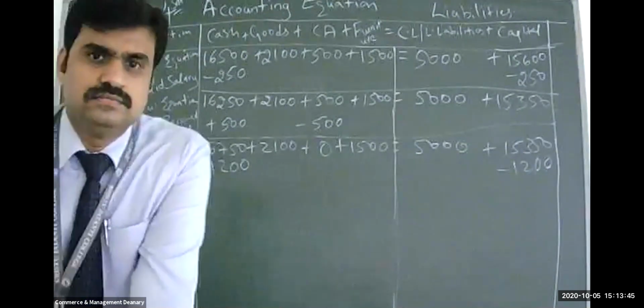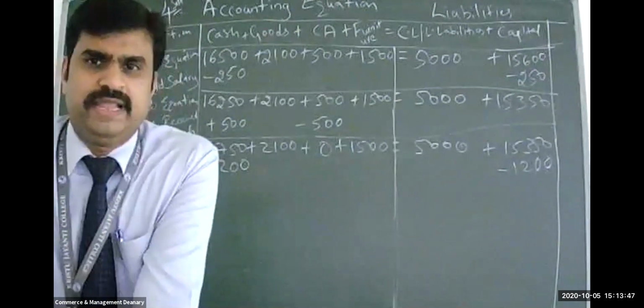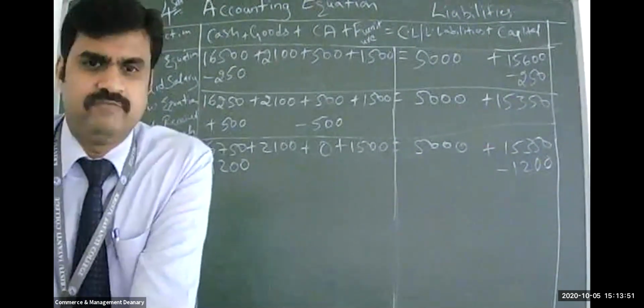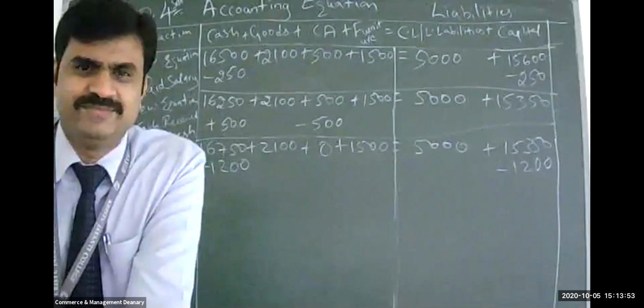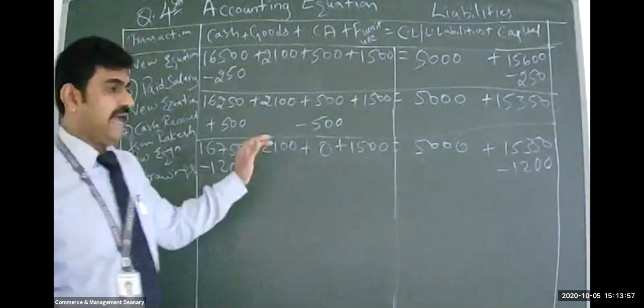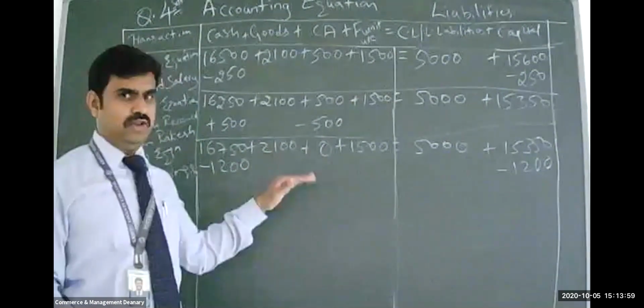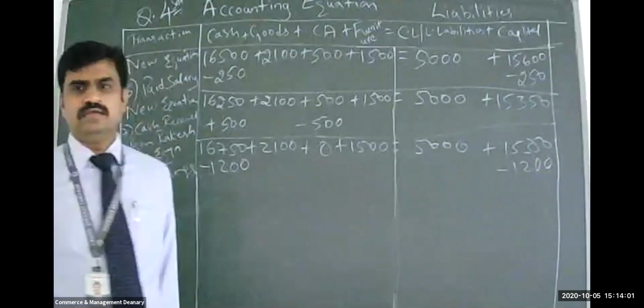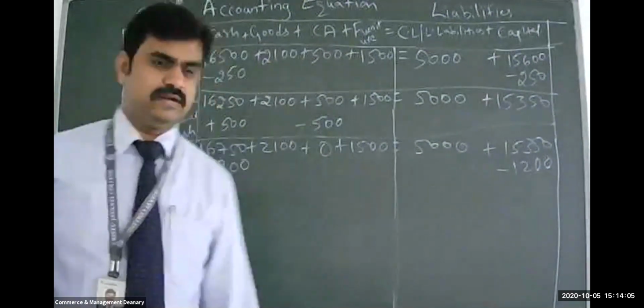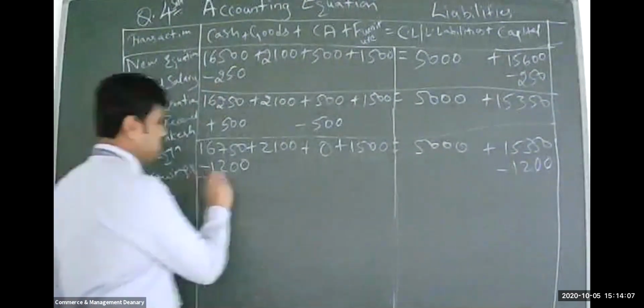Sir, one doubt. Each time you should write a new equation? Yes, it's compulsory. You have to show every time that your accounting equation is tallying, or else you will not get full marks. It will help you to tally every now and then, so that you will not make a mistake in the end. Now write the new equation.